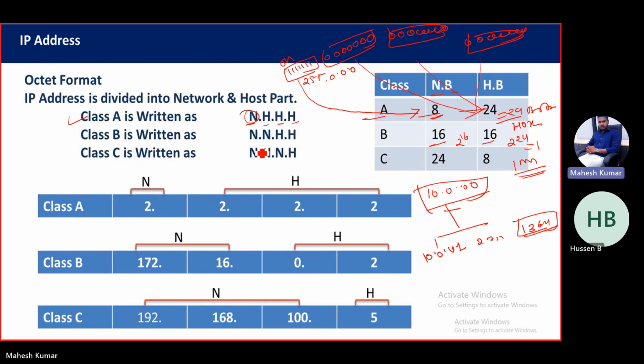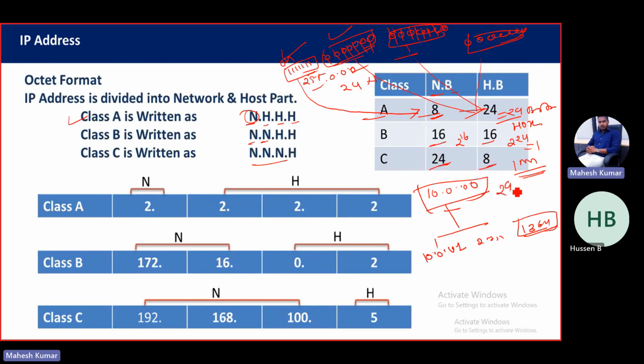Double N means these are the network bits. In class B, both the first two octets are active. In class C, this octet and this octet along with this octet also become active on bits. So 8 plus 8 plus 8, this 24 bits is used as network bits.